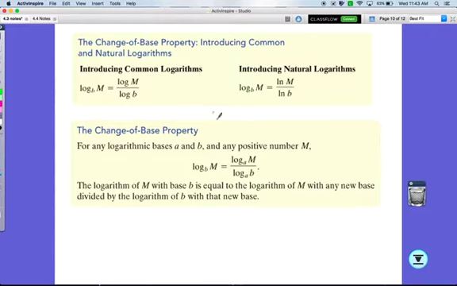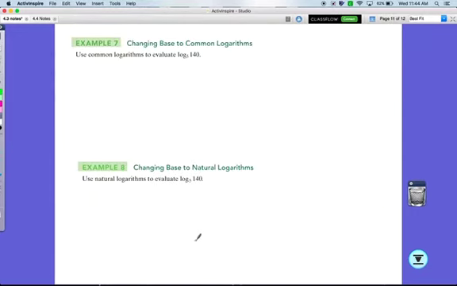All right, but what it says is if I have a log of any random base to any argument, I can turn that into the common log of the argument divided by the common log of the base. Or I can turn it into the natural log of the argument divided by the natural log of the base. And then I stick that in my calculator and I get an answer. Okay, your calculator should have a log button, and it also has an LN button. Those are really what you press to do these problems. All right, so let's look at example 7. Use common logarithms to evaluate log base 5 of 140.